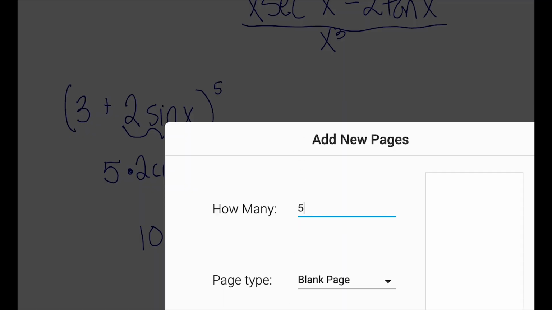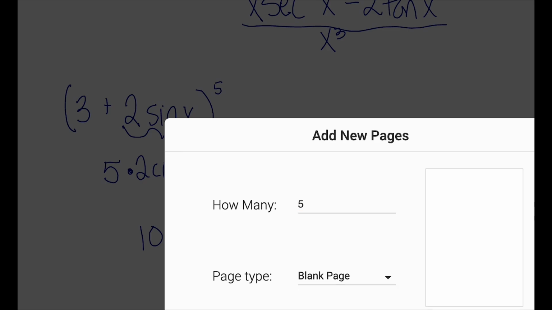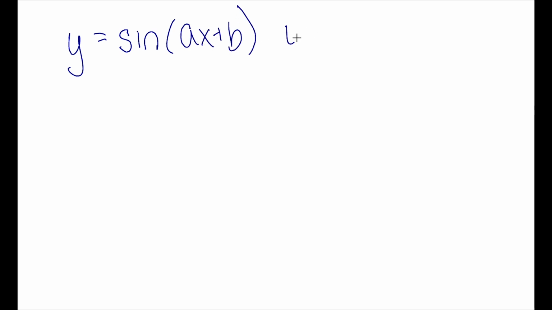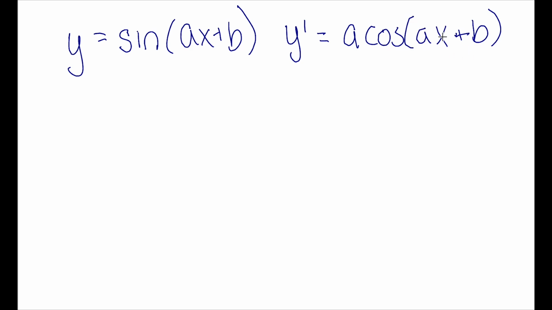So all of those examples had a single x, sine x, cosine x. Let's look at what happens when we have a coefficient in front of the x. If y equals the sine of ax plus b, then the derivative equals a times the cosine of ax plus b. So we're still multiplying by the derivative of the inside and then changing it depending on which trig function we're given. So if it was cosine here, this would be negative sine, and if it was tan here, it would be secant squared.